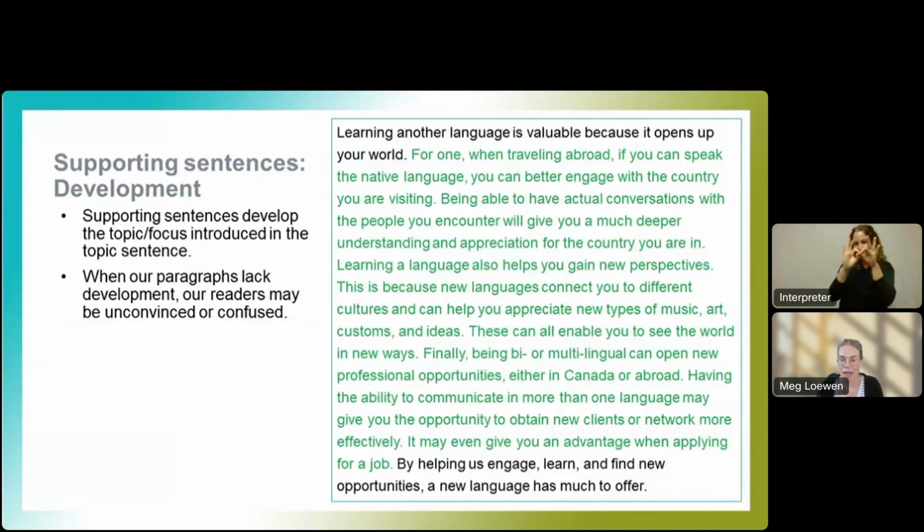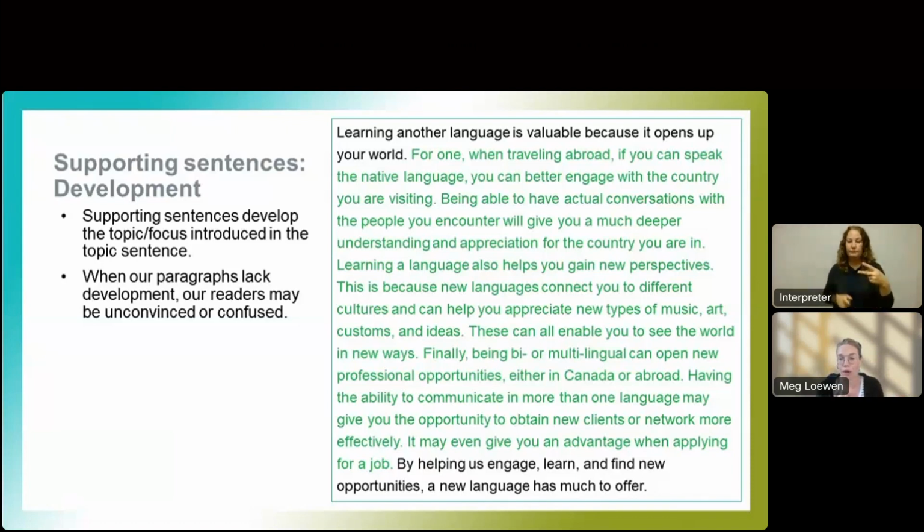So we know that the main idea of this paragraph is about the value of learning a language because it opens up your world. So now all the supporting sentences in this paragraph will relate back to that idea. If you don't develop your ideas well in your supporting sentences, two things might happen.